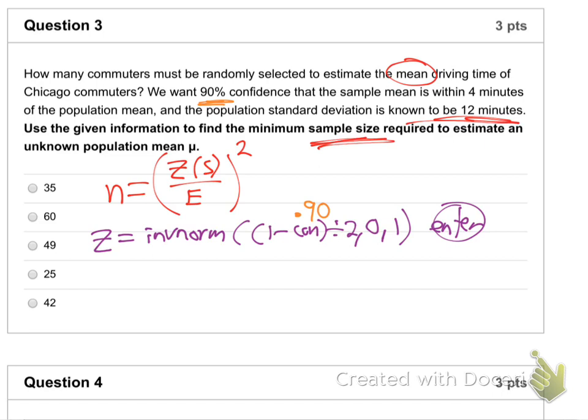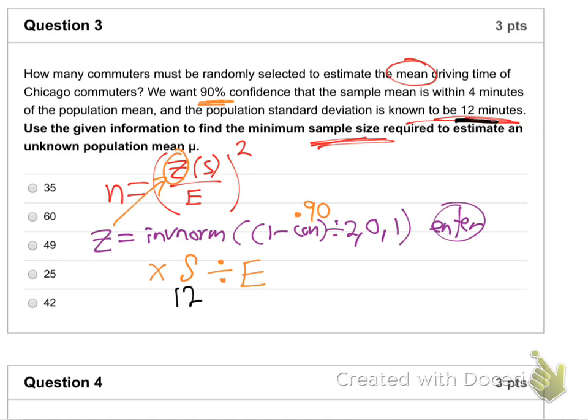Now remember how this works. Is the Z itself being squared or the whole thing being squared? The whole thing, obviously. So don't hit square right now. You just finished Z. You just have that part on your calculator right now, right? You need to next go times the S divided by the E. And what is the S? The S is, standard deviation is 12.